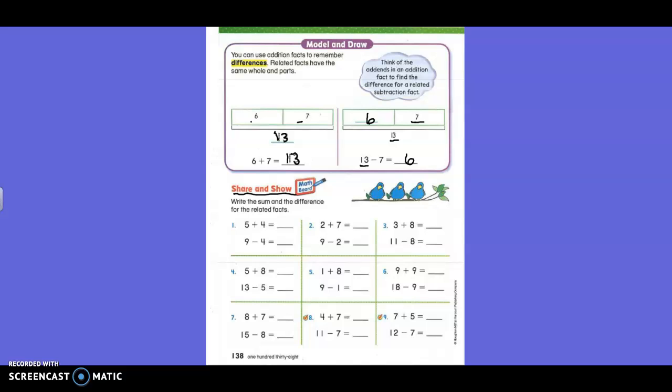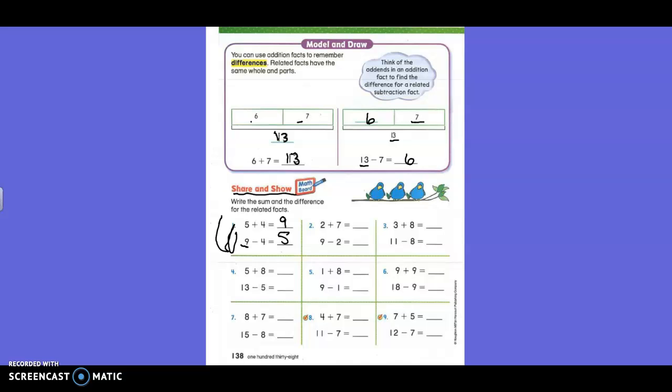5 plus 4 is what? Lena? 9. Now look what happened. On the bottom, they have the answer now, 9 minus 4. This should be kind of easy because you should know that these two problems are related. So if 5 plus 4 is 9, 9 minus 4 should be, Matthias? 5. Very good. I don't think there should be any problems on here for you guys to do this.